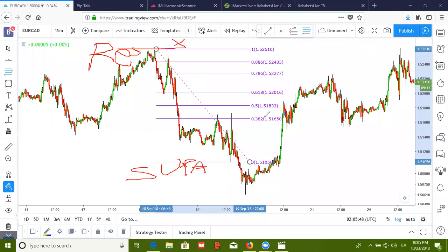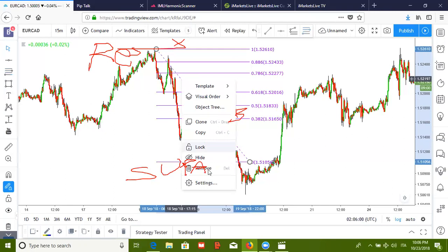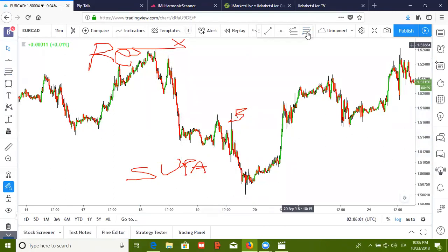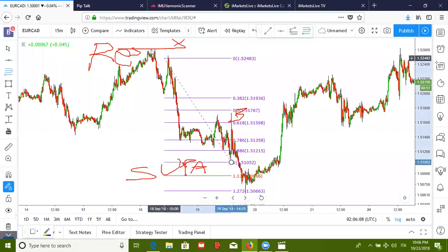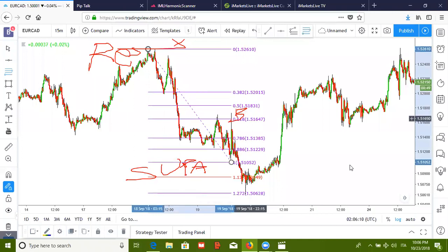So price pulled back to that 38.2. Guess what I should be looking for? Now I'm looking for a Cypher. So what I'm going to do is take my fib from A all the way back up to X, and I'm looking for a 1.272 touch. I don't know if you're going to get it, but let's see.